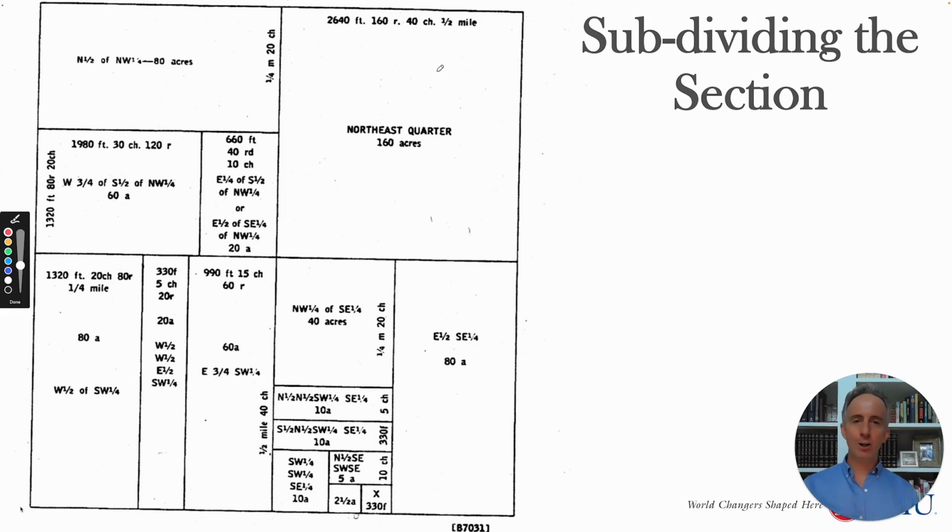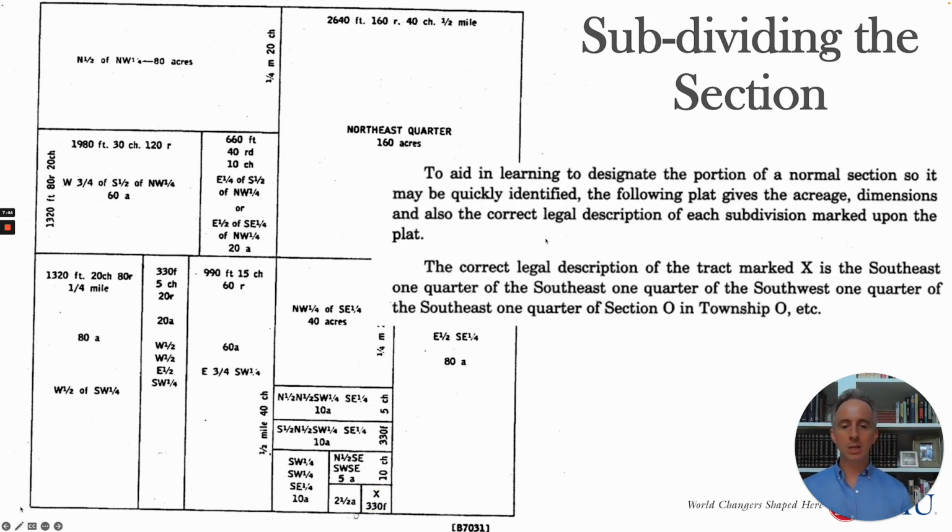Let's take a very challenging one. This is more challenging than anything you'll see throughout the book, but if you can understand it, you'll be able to locate any piece of property. Let's look at this tiny little property marked with an X down here. I want us to look at the description of that you would see in the book. Okay, so the correct legal description is the southeast 1 quarter of the southeast 1 quarter of the southwest 1 quarter of the southeast 1 quarter of the whole section.